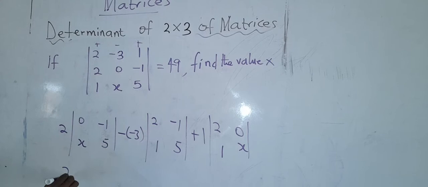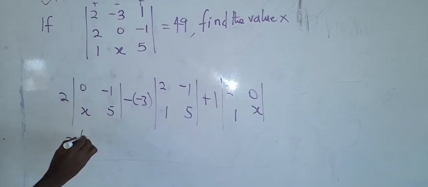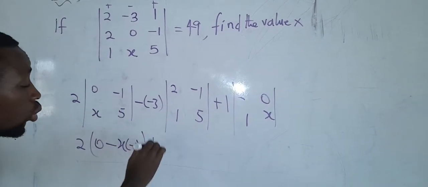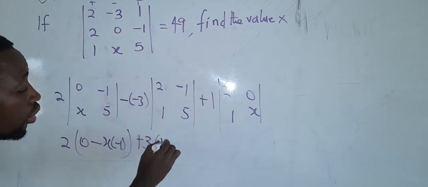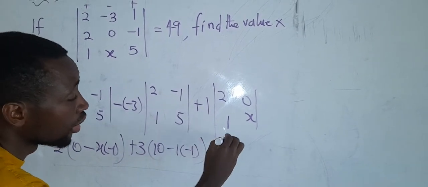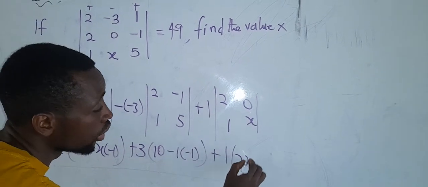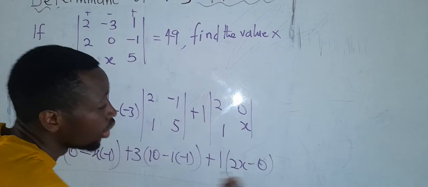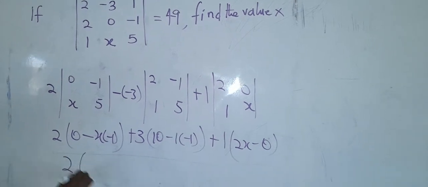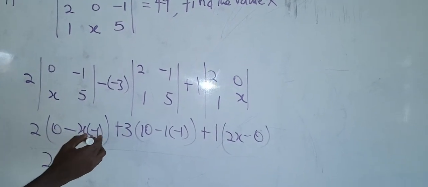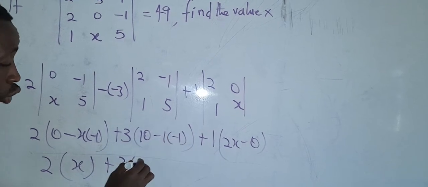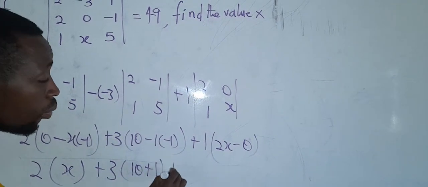So we go 2 bracket: 0 times 5 is 0, minus x times negative 1. Very important. Remember, this will be plus 3 times (2 times 5 is 10, minus 1 times negative 1). Very, very important. Plus 1 times (2 times x will be 2x, minus 0, minus 0). So now we simplify. This will be x. Minus x times negative 1 will be x. Then plus 3 times 10 minus 1 times negative 1, will be 10 plus 1. Then plus 2x.